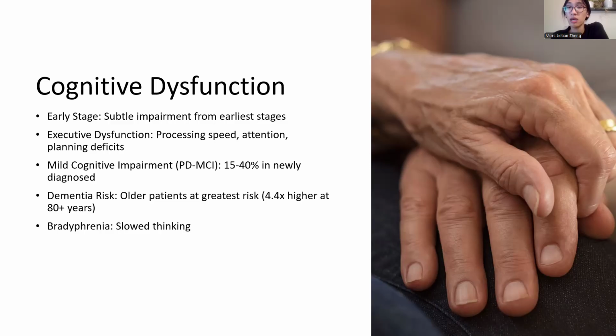However, there's some hope here. About 25% of patients with PDMCI actually return to normal cognition by the 5th year, possibly related to early diagnosis and treatment. The risk factors for cognitive decline are concerning. Older patients are at greatest risk, with dementia rates 4.4 times higher for individuals 80 years or older. Bradyphrenia, or slowed thinking, is another common feature that may be one of the earlier signs of disease.